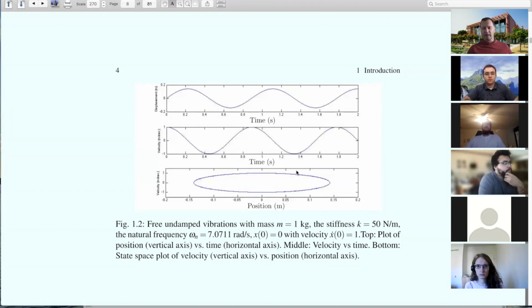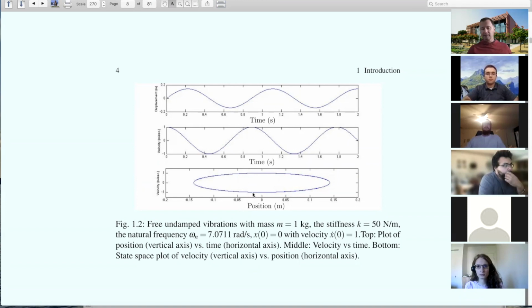Obviously, if I ask, well, at which time have I reached this? I don't have that information. So this is velocity versus time. This is position versus time. This is position versus velocity. That's a numerical plot of how the system executes this. And this is called a state space representation.